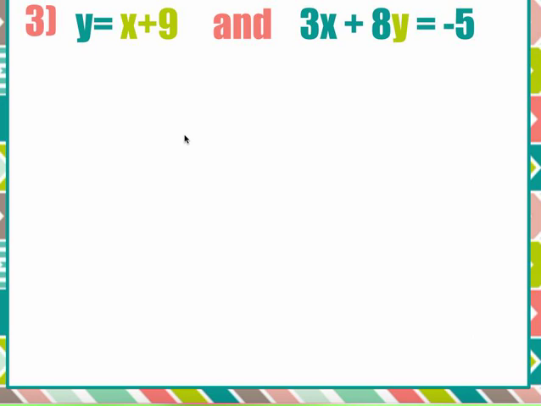Alright, so let's see how you were supposed to work numbers 3 and 4. Hopefully you got them correct. If not, we will find out why. So your two equations: y equals x plus 9 and 3x plus 8y equals negative 5.